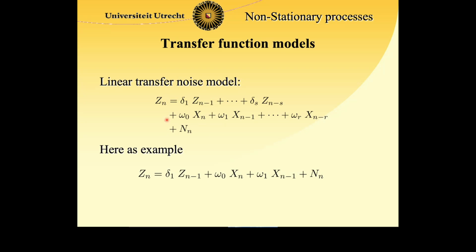This noise process is by itself then modeled. This is called the residual noise, which is not necessarily white noise, because it can still have some correlation in it, and therefore we model it with an ARMA model. An example: Zn is delta 1 Zn minus 1. So we have one autoregressive component, and we have two moving average components, and there is the noise.